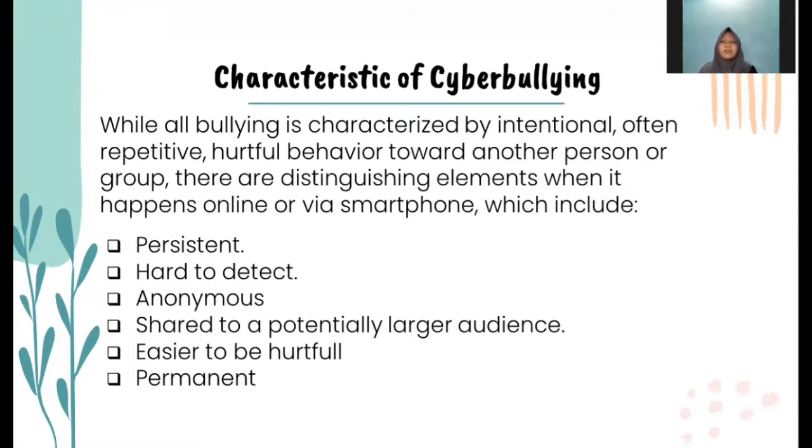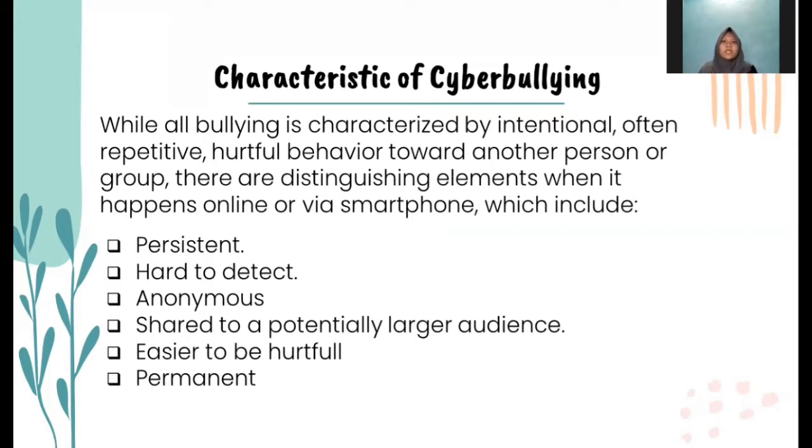2. Hard to detect. Cyberbullying happens on phones, computers or tablets, making it much more difficult for adults to detect. 3. Anonymous. Those being bullied might not even know who is perpetrating the behavior, which makes it easy for one child to hurt another and not be held accountable.